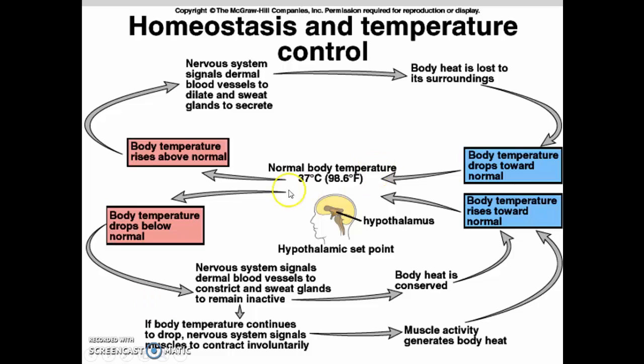For example, as you can see here, if the body temperature drops below normal, in that case the nervous system signals dermal blood vessels to constrict and sweat glands to remain inactive. Body heat is conserved.